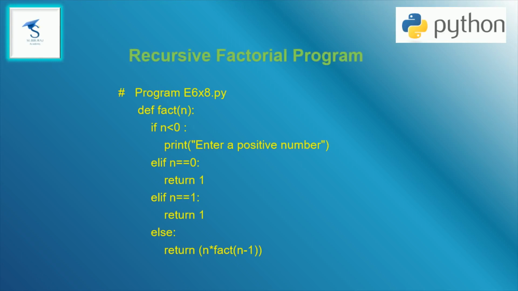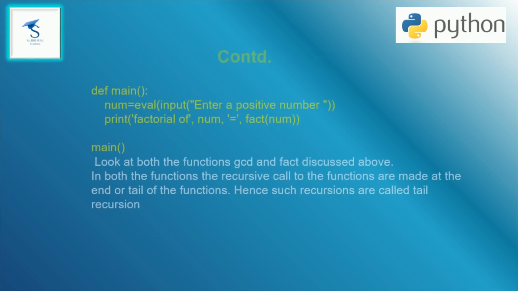The recursive factorial program is here. The program also forces the user to enter a positive number for finding factorial. If n equals 0, then factorial is 1. If not, we return n asterisk fact(n-1), recursively. Count the number of return statements in the program. In the main function, we tell the user to enter a positive number whose factorial is to be found. Then as part of the print statement we call fact(num).